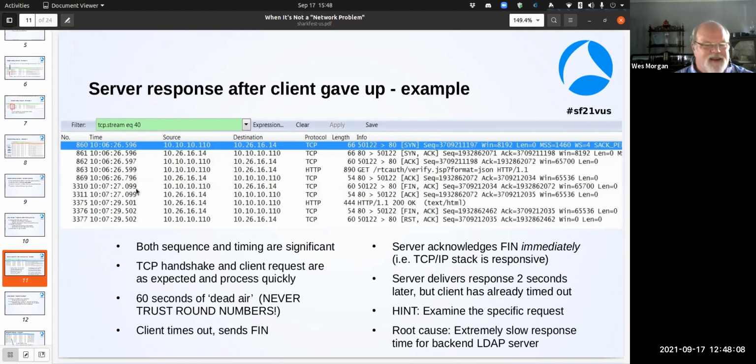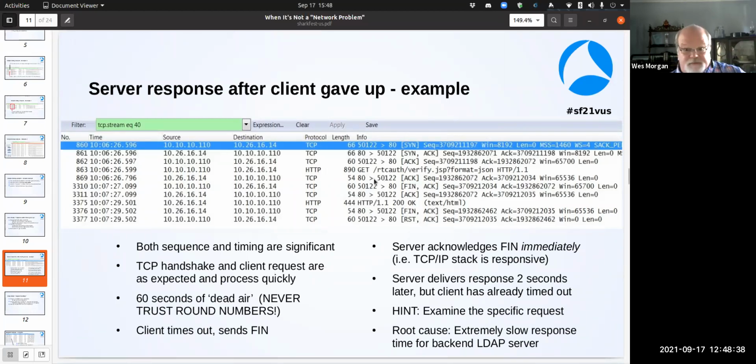Rule number one, never trust round numbers. If you're looking at deltas and you're on a 30-second boundary or a 60-second boundary or a 180-second boundary, don't trust those round numbers. Okay, that's usually a very big clue that something untoward is going on here. In this case, it's 60 seconds.